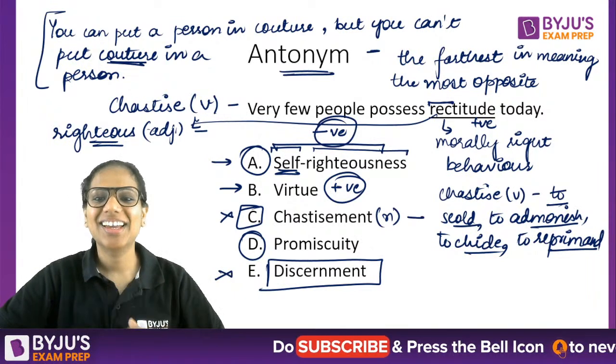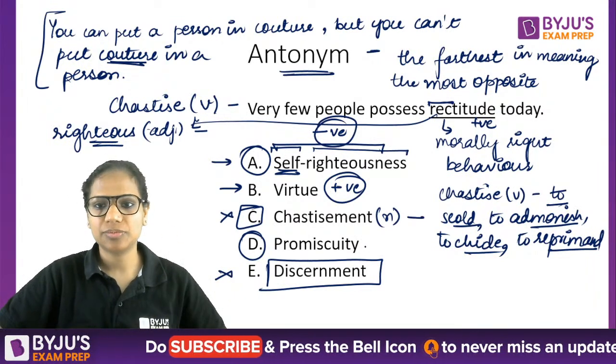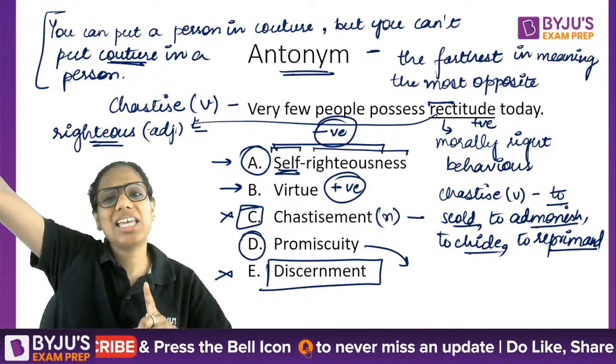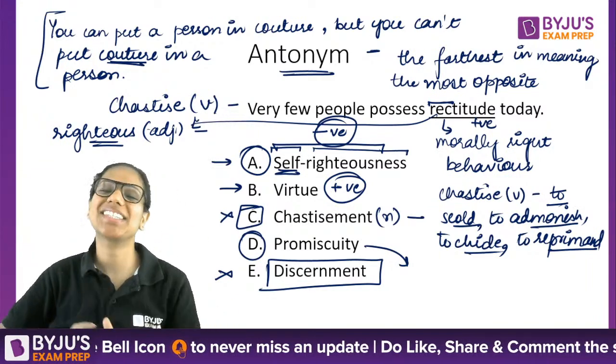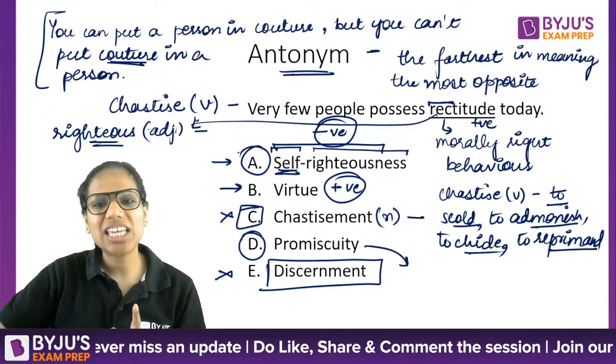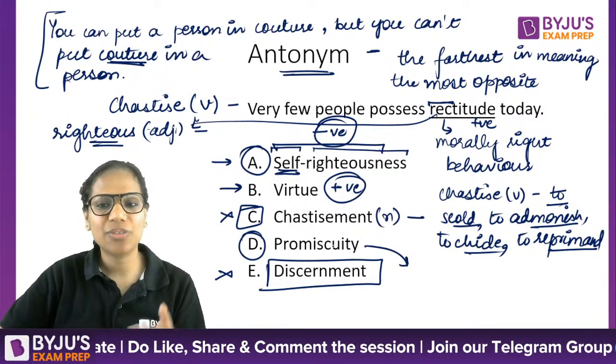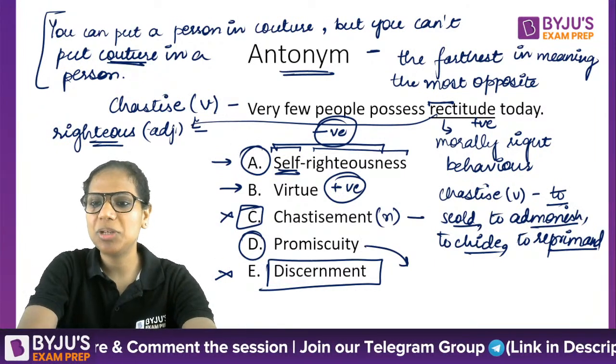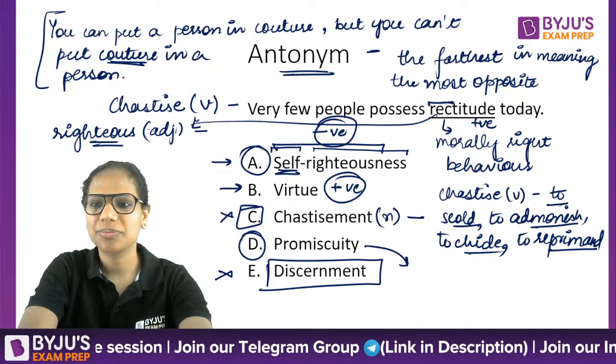We are better. Now, promiscuity. Promiscuity is the farthest in meaning. That is why D is the answer. Even A is negative, but promiscuity means having... What does promiscuity mean? Quickly tell me.